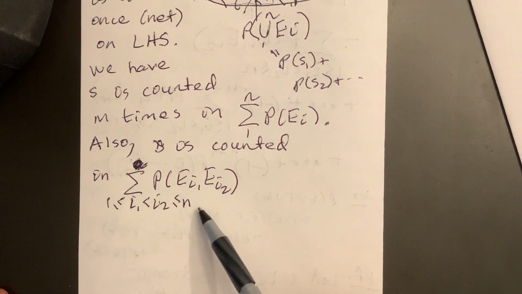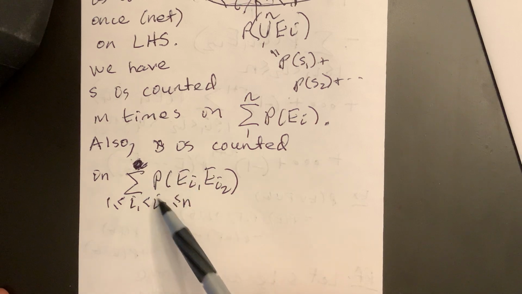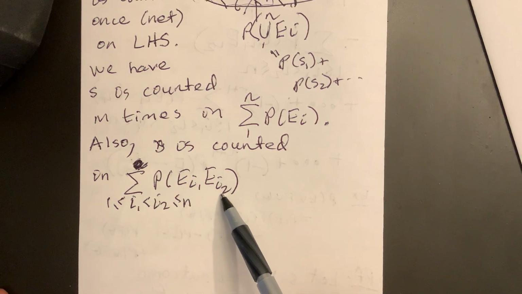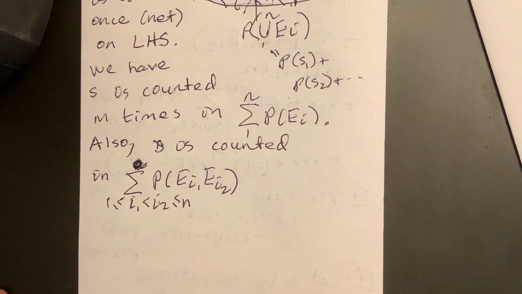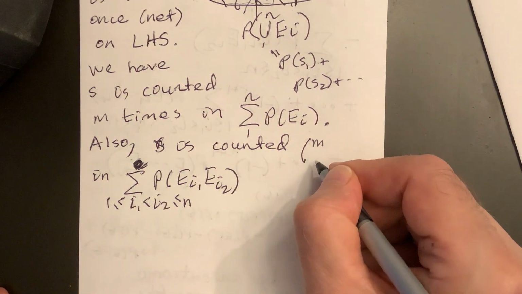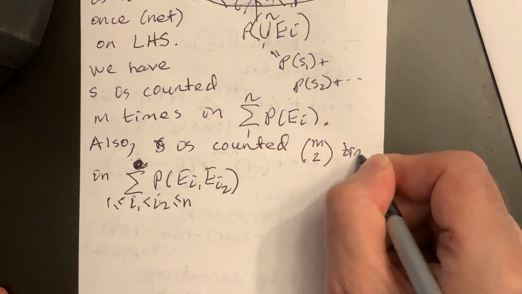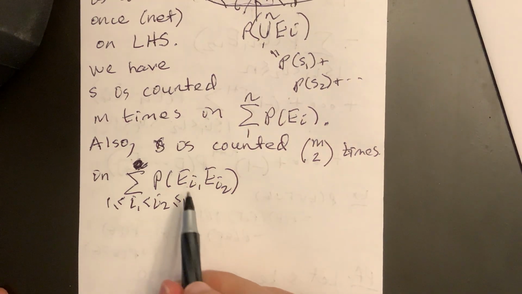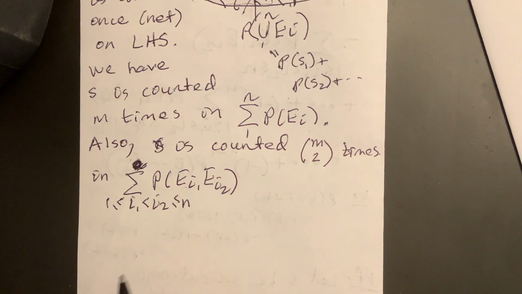So how many possible pairs are there where S is counted in both? Well, it's in M of them, so I can choose any two of those M. So S is counted M choose 2 times in this. This has a total of N choose 2 terms, but notice that S will not be in those intersections where there's at least one event that doesn't include it.